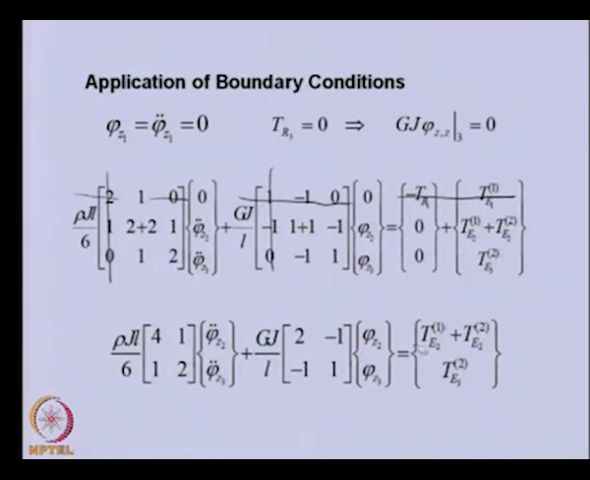Now this equation is ready for solution, because you can see it has the standard form: m phi double dot z plus stiffness phi z is equal to some external torque. This is the standard form of the equation for a multi-degree of freedom system. That can be solved either for forced vibration or free vibration.